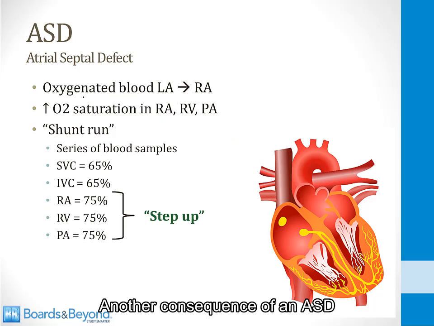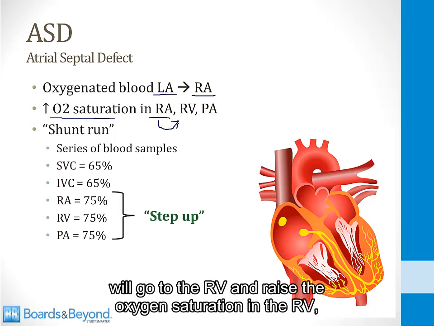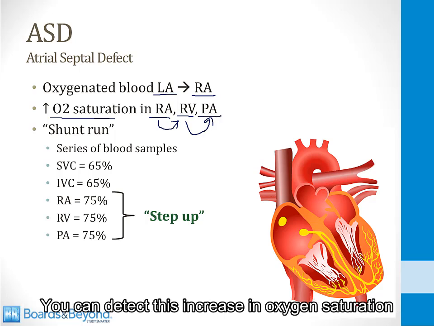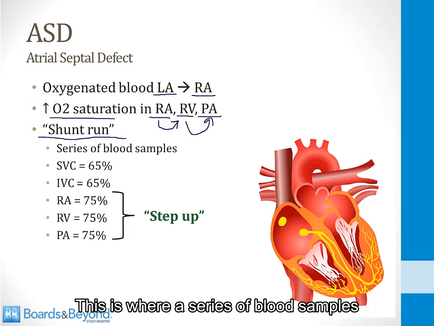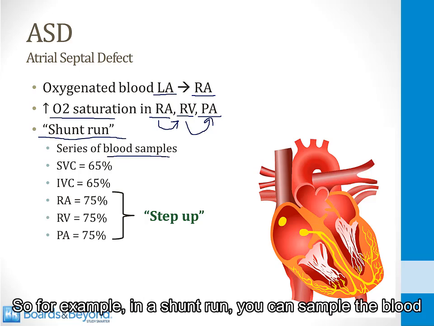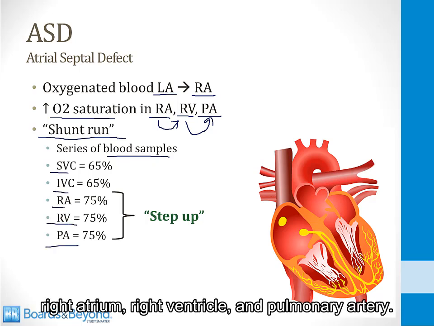Another consequence of an ASD is that oxygenated blood will travel from the left atrium to the right atrium. This will raise the oxygen saturation in the right atrium, and then that blood in the right atrium will go to the RV and raise the oxygen saturation in the RV, and then that blood goes to the pulmonary artery and raises the oxygen saturation in the pulmonary artery. You can detect this increase in oxygen saturation by doing something called a shunt run. This is where a series of blood samples is taken from different vessels and chambers of the heart. So for example, in a shunt run, you can sample the blood and measure the oxygen saturation in the SVC, IVC, right atrium, right ventricle, and pulmonary artery.